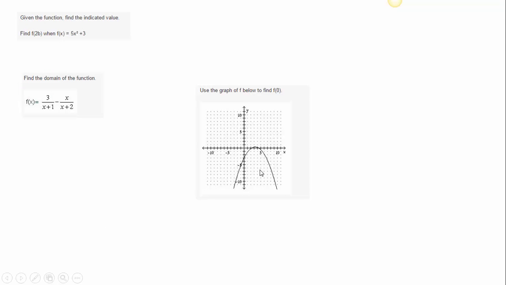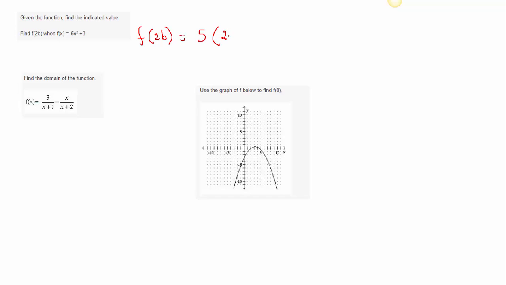Alright, let's start with the first problem. What is f of 2b? So f of 2b means instead of x, we will substitute x equals 2b in the function here. So f of 2b is equal to 5.